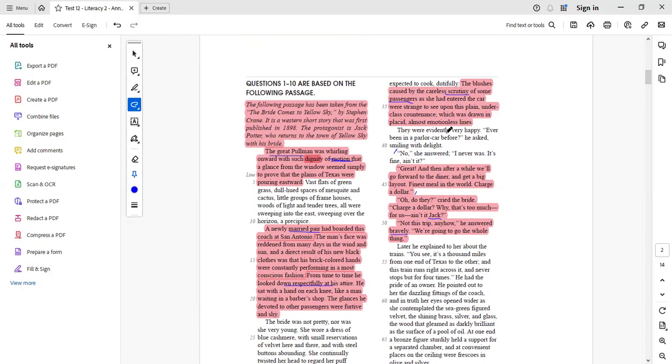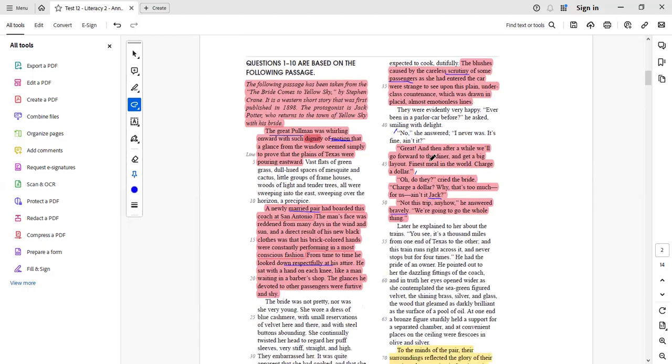They were evidently very happy. Ever been in a parlor car before? He asked, smiling with delight. No, she answered. I never was. It's fine, ain't it? Great. And then after a while, we will go forward to the diner and get a big layout. Finest meal in the world.